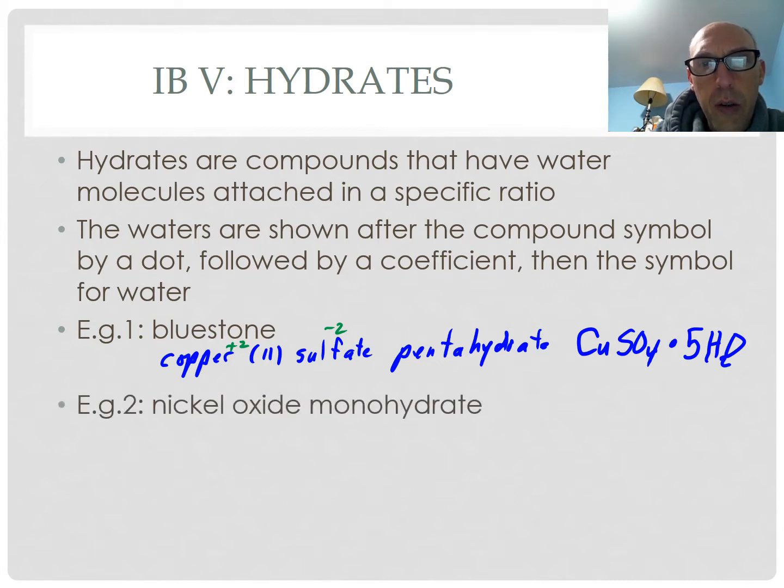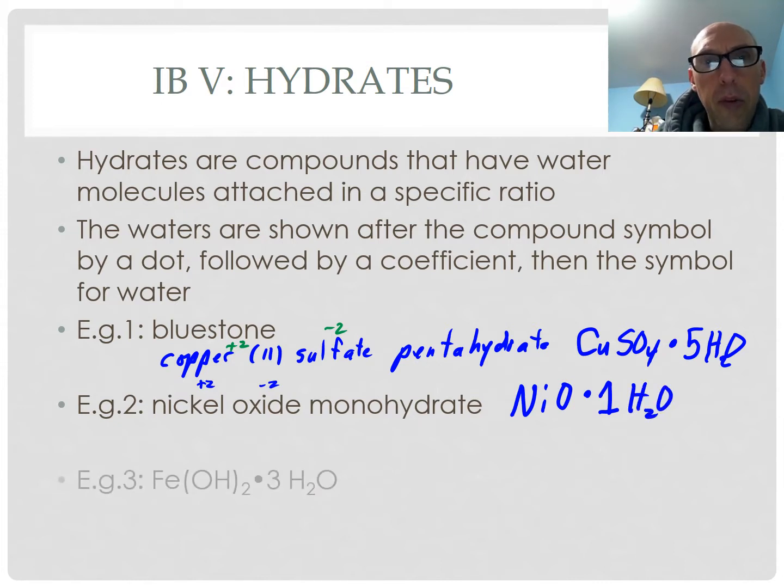Nickel oxide monohydrate. Nickel is a +2 ion. Oxide is a -2 ion. Crossover gives us one of each. So NiO dot, mono means 1, and this time because it's a coefficient we have to put the 1 in, H2O.